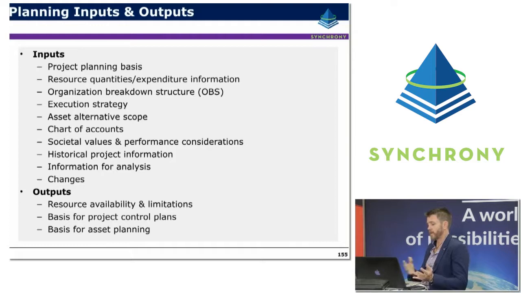It's important to digest as much as possible historical project information, understand what information is needed for analysis, and have a process in place for changes as they start to come through the system. A lot of the outputs of the planning are comparisons of resource availability versus the needs, having a basis for project control plans, and having a basis for asset planning as well.